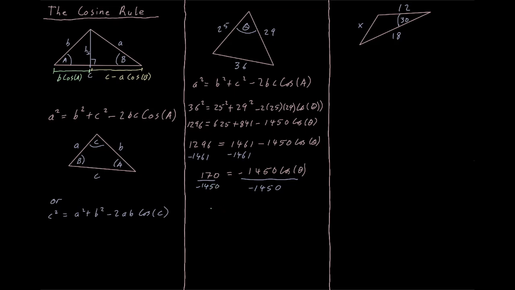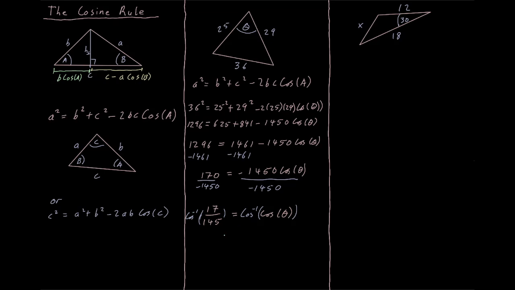And I end up with 17 all over 145 is equal to cos of theta. And then I want to get theta by itself, so I'm going to have to take the inverse cosine, because inverse cosine of cosine is just the input to the function. That's how inverse functions work. They're the functions that undo the original function and leave us with the input.